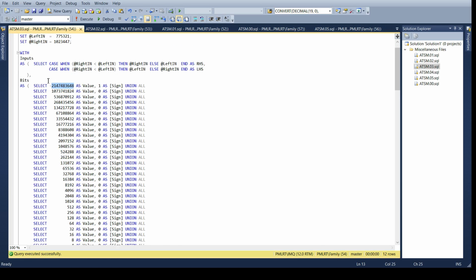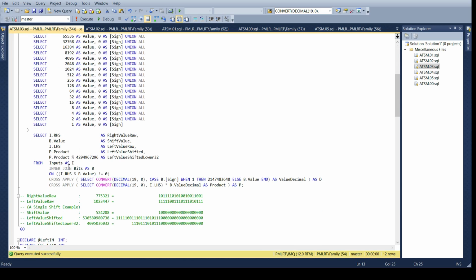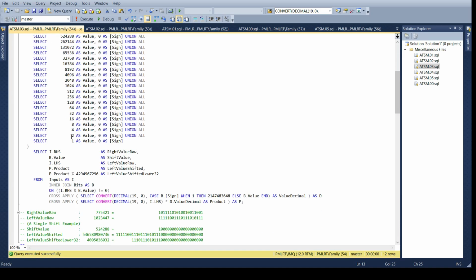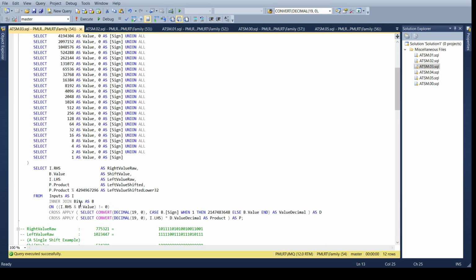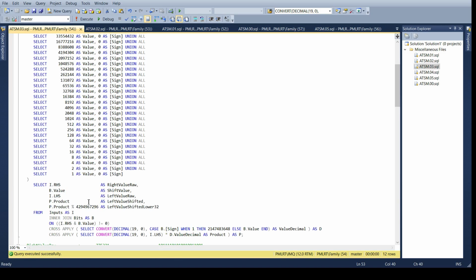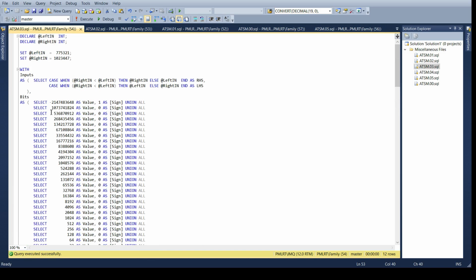So what I'm doing is I'm taking the inputs, and I'm essentially just joining the inputs across all these bits. And I'm saying, keep these bit records wherever they're actually in the right-hand side. So this is a bitwise compare. Take the bit value and bitwise AND it with the right-hand side value, and wherever I have a 1, essentially, wherever the bit is on, I'm going to keep that record. So let's take a look at what this looks like real quick.